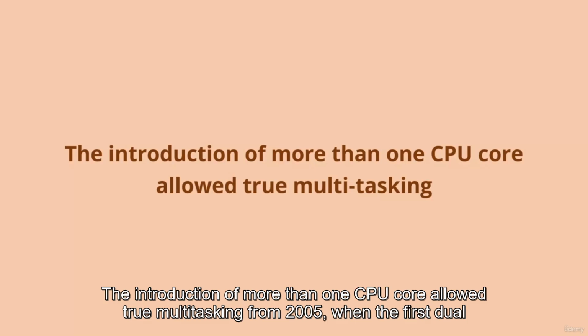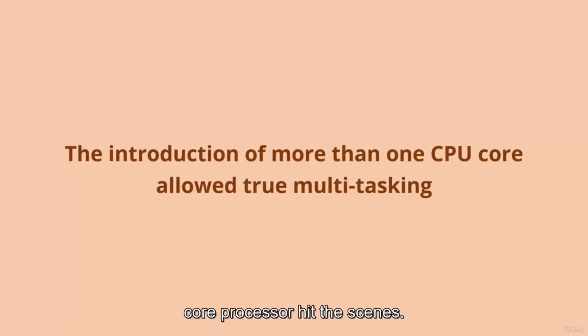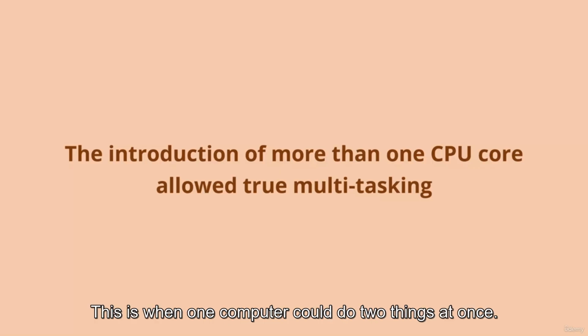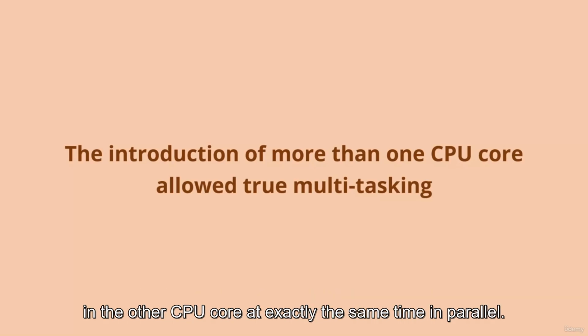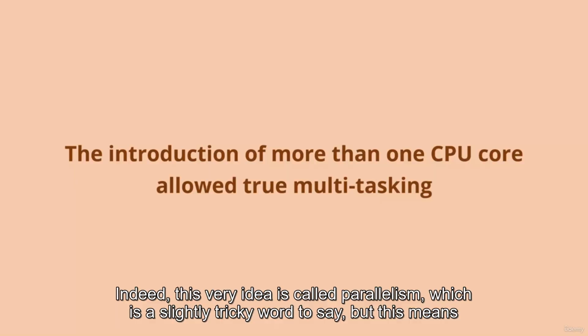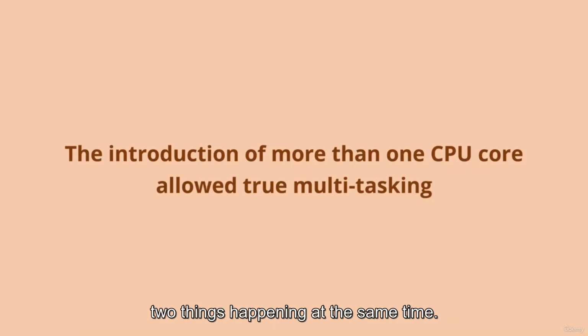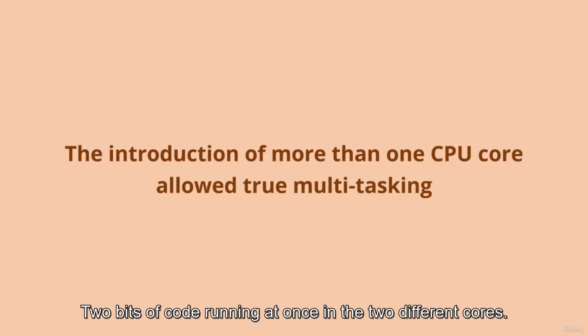The introduction of more than one CPU core allowed true multitasking. From 2005, when the first dual-core processor hit the scenes, this is when one computer could do two things at once. Literally. One task could be processing in one CPU core, and then another task could be happening in the other CPU core at exactly the same time, in parallel. Indeed, this very idea is called parallelism, which is a slightly tricky word to say, but this means two things happening at the same time, two bits of code running at once in the two different cores.